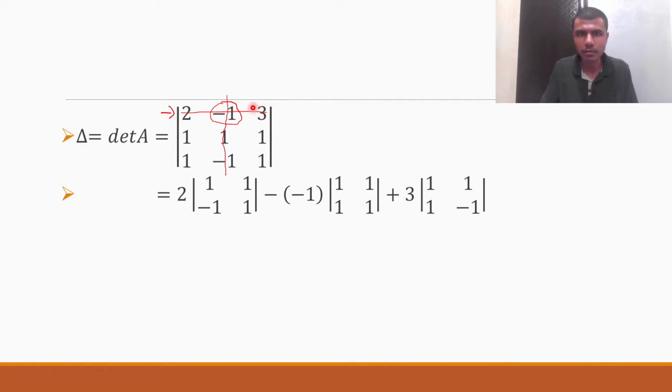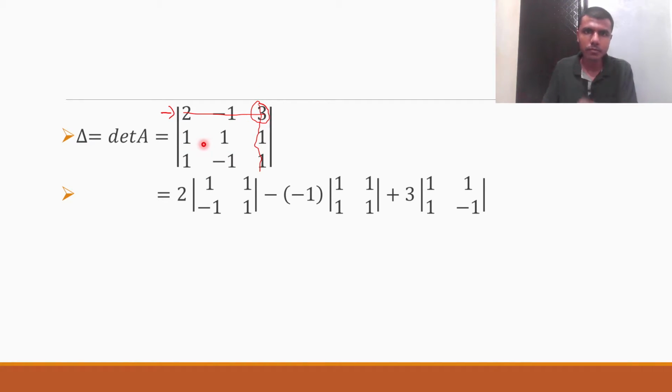Again plus 3, the third element, 3 into the determinant of whatever remains. I'll explain once again, don't worry. Again, strike off the row and column in which 3 is there. This is the row and this is the column. See guys, horizontal are rows, vertical are columns.